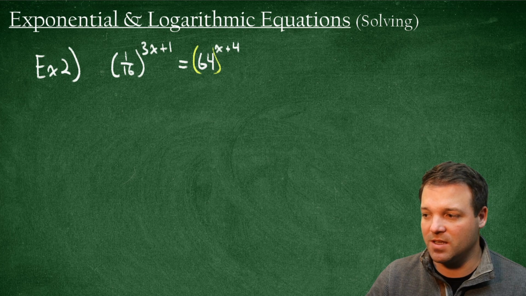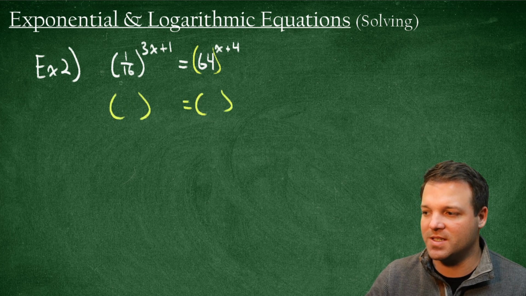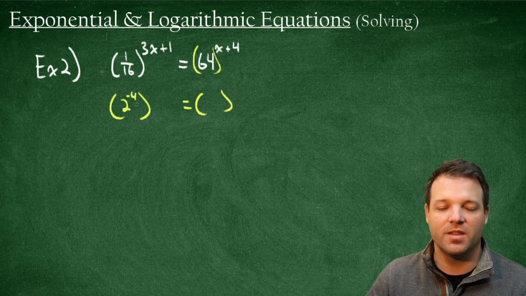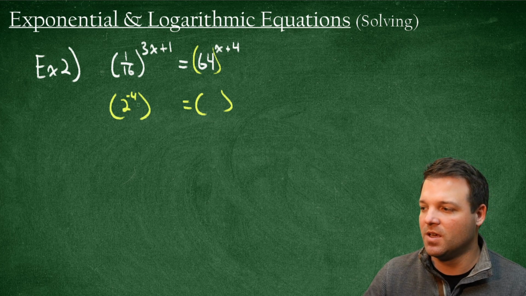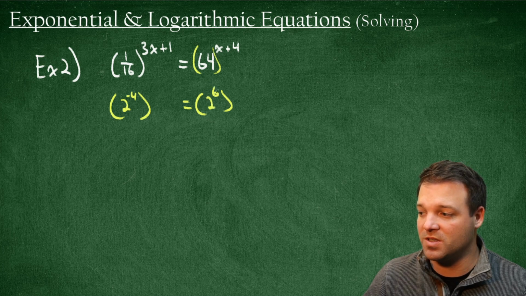This 1/16, let me just rewrite these here. This 1/16 could be rewritten as 2 to the negative 4th. That would be 2 to the negative 4th would be 1 over 2 to the 4th, or 1/16. Also, this 64 could be rewritten as 2 to the 6th.